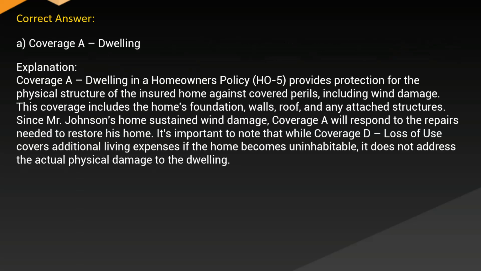Correct answer A. Coverage A, dwelling. Explanation. Coverage A, dwelling, in a homeowner's policy HO5 provides protection for the physical structure of the insured home against covered perils, including wind damage. This coverage includes the home's foundation, walls, roof, and any attached structures. Since Mr. Johnson's home sustained wind damage, coverage will respond to the repairs needed to restore his home.